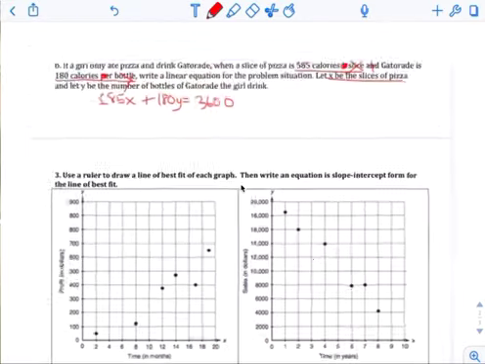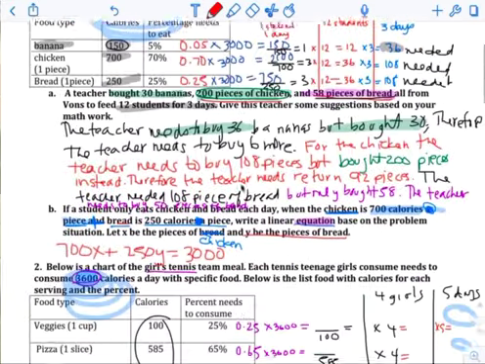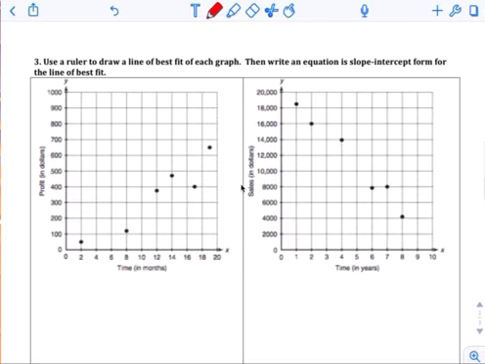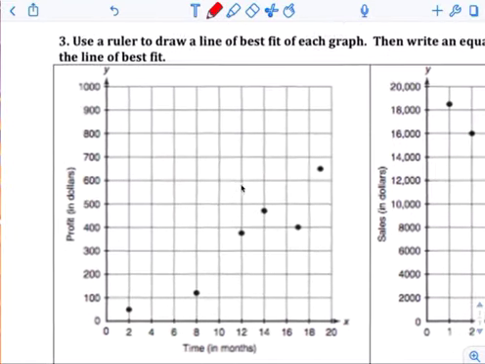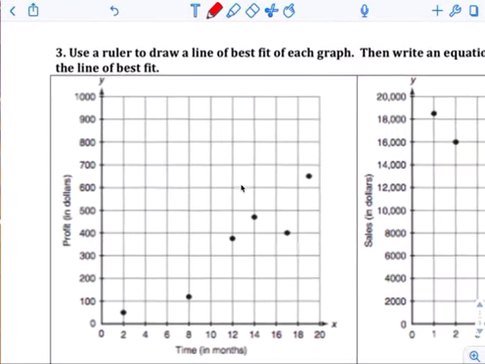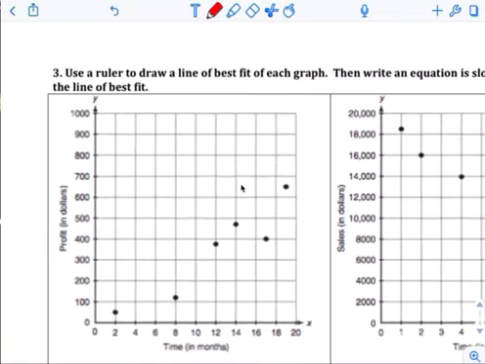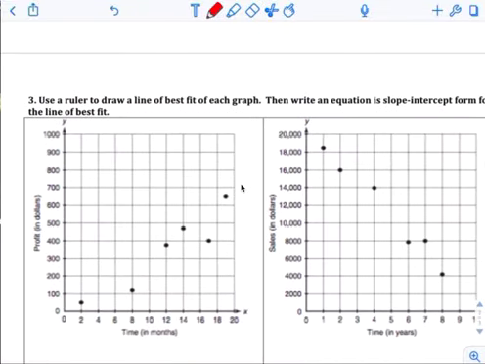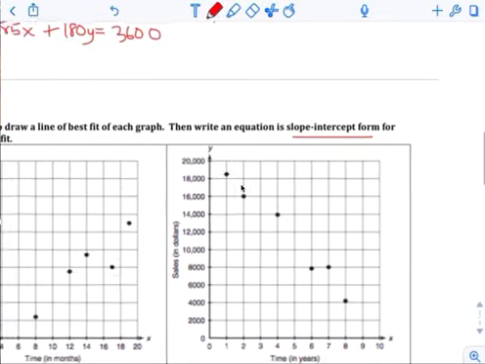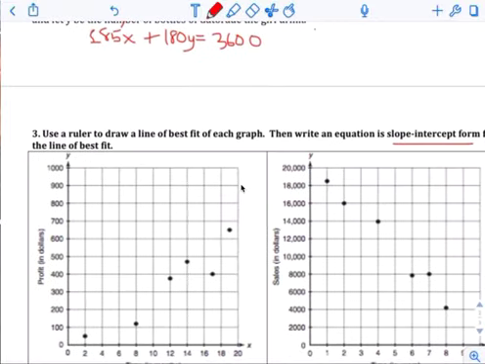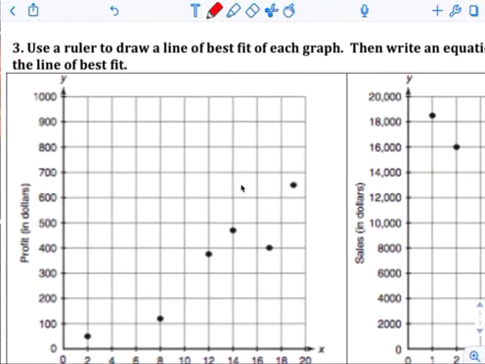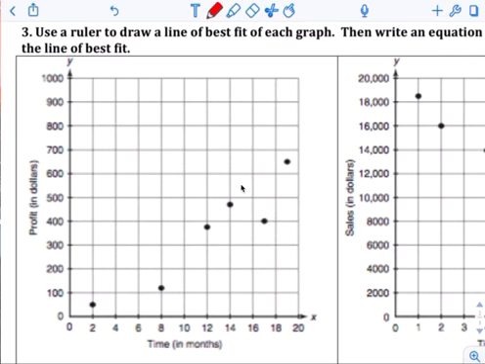Okay, problem 3 is here. It says use a ruler to draw a line of best fit for each graph, then write an equation in slope-intercept form, y equals mx plus b, for the line of best fit. Okay, you need to draw your line. You can use a pencil or another pencil or straight edge right in between all these.